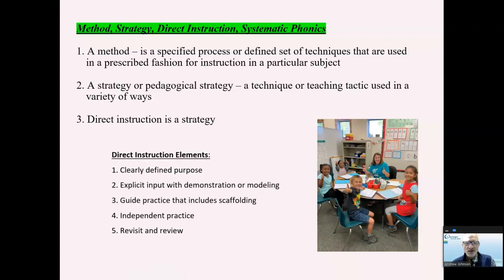Now, direct instruction contains the elements of essential skills instruction, a clearly defined purpose. This is the purpose. I'm teaching that skill.